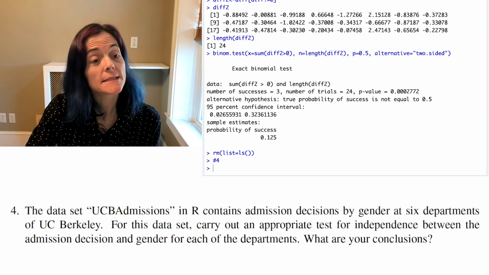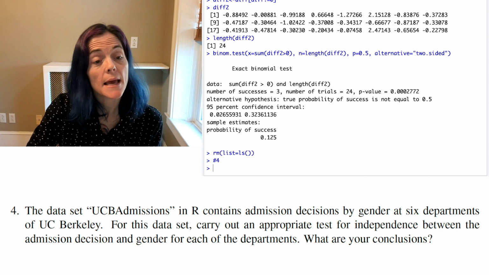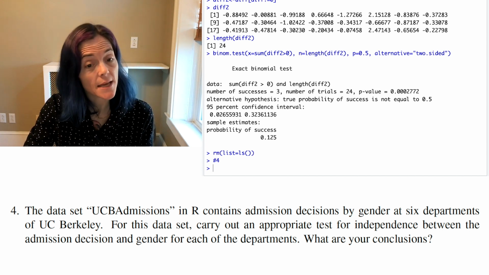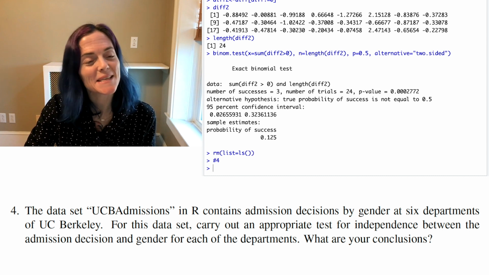Here we're using a data set, UCBAdmissions. It contains admissions decisions by gender at 6 departments at UC Berkeley.